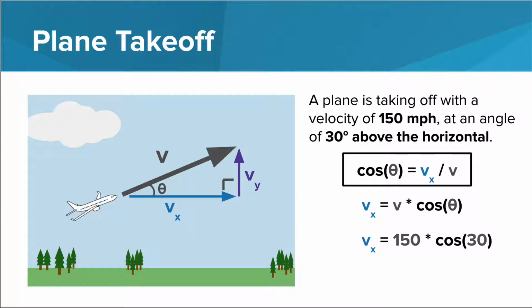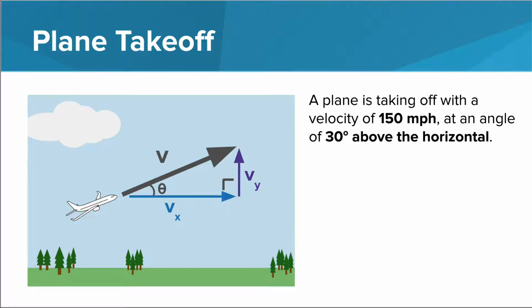Substitute our value for the v, the velocity vector, and theta, the angle, and we get a speed of 130 miles per hour. That means that while the plane is actually flying at 150 miles per hour at an angle, it is flying forward at 130 miles per hour. Let's do the same for the vertical component.